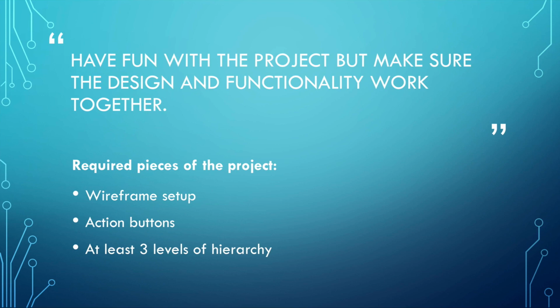There are 3 main components of this project which you will be graded on. The first is you need to set up a wireframe in order to create the navigation of your kiosk. The second requirement is that each page that you have has at least 1 action button. And then last but not least, you need to create 3 levels of hierarchy, which means that you need to have a home page, a details page, and then a subheadings page.